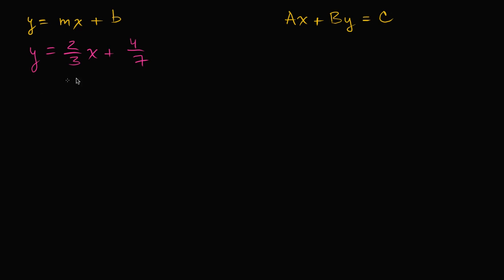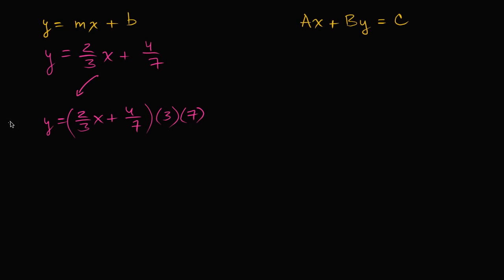So one way to do it, we start with y is equal to 2/3 x plus 4/7. If I multiply this side by 3 and I multiply by 7, I have to do that to this side as well. So this is going to be multiplied by 3 and multiplied by 7. So the left-hand side becomes 21y. 3 times 7, of course, is 21. We just figured that out.